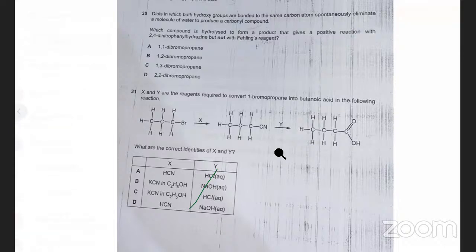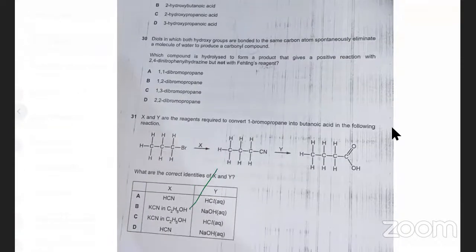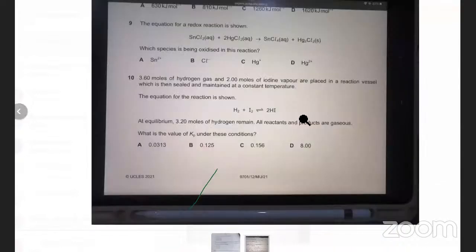Question number 9. Question number 10. Let's do this one. We've got this one. 3.6 moles of H2 and I2 are placed in a reaction vessel, which is sealed and contained at a constant temperature. The equation for the reaction is shown. So all reactants and products, so this one, you have to find Kp.